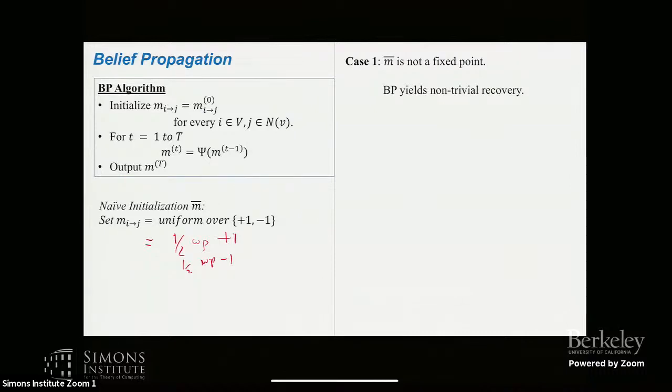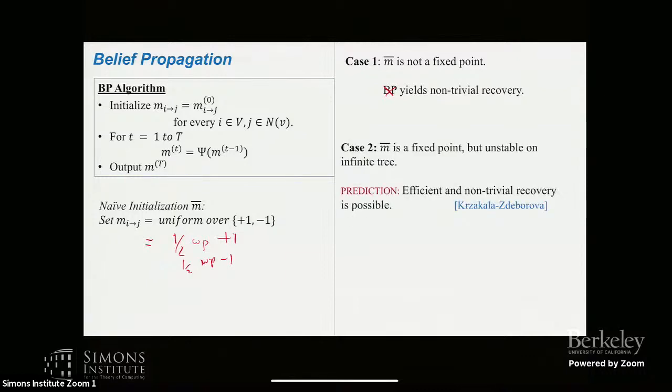Actually, I shouldn't say BP yields non-trivial recovery. I don't know how to prove it, but it's easy to get non-trivial recovery in these cases because there's some degree balance that's failing. For example, if you sample planted 3-SAT in the naive distribution, by looking at the variable, whether it's negated or not, you can figure out whether the variable should be 0 or 1, right? And so this is an easy case.